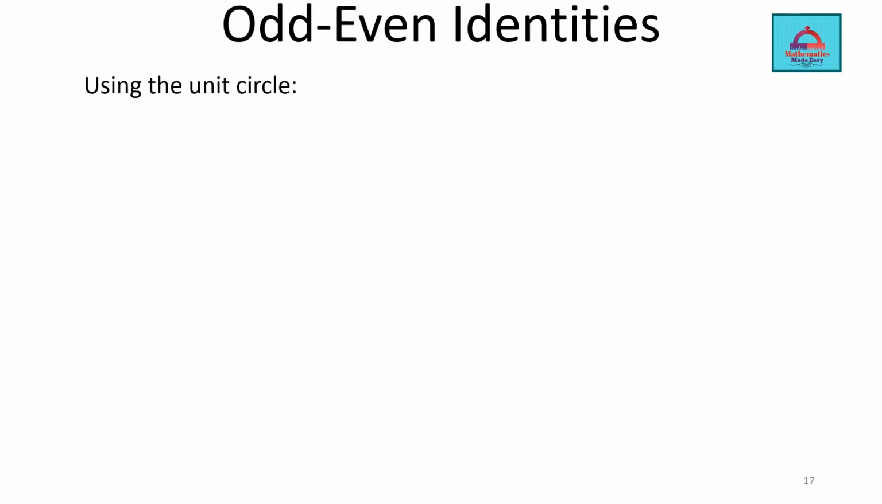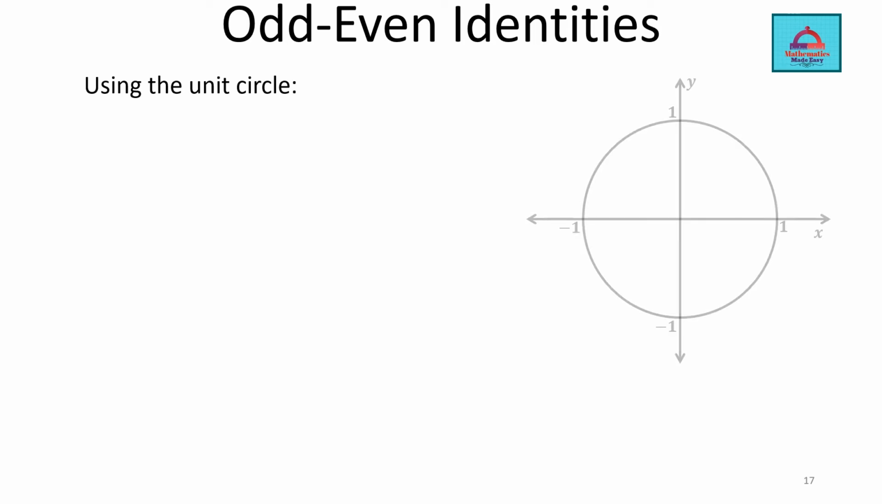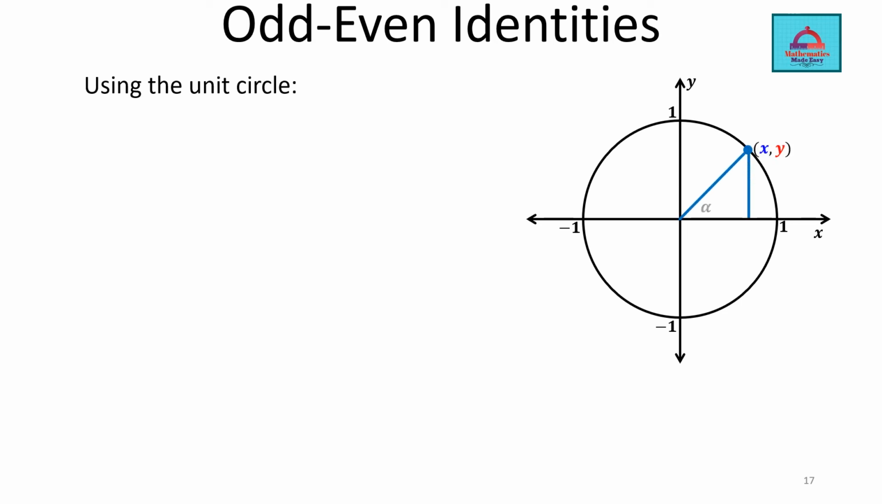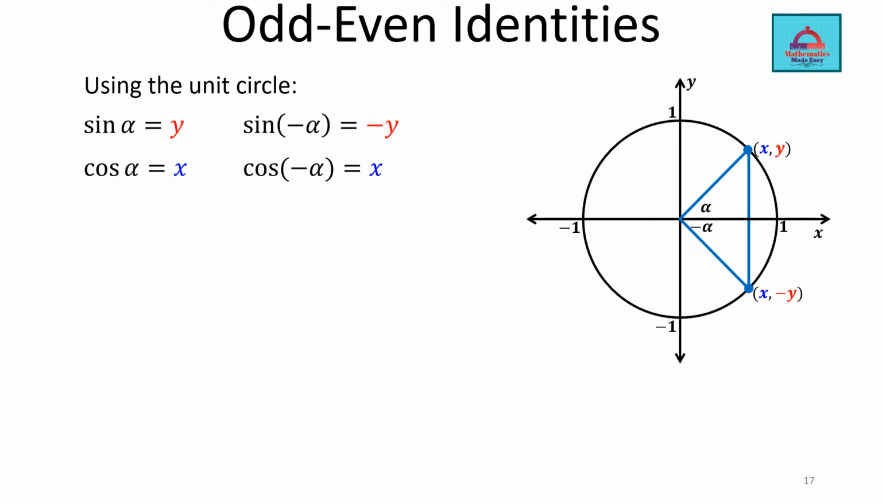Let's now do the last one, which is the odd even identity, and after this we will go to solving some questions. Again we are back to the unit circle. Again we are taking a point x comma y and an angle alpha such that the y coordinate is sine and the x coordinate is cos. Now, odd and even says whether the result is going to be a negative or a positive value. If it is an odd function, it will give you a negative value. If it is an even function, it is going to give you the same or positive value.